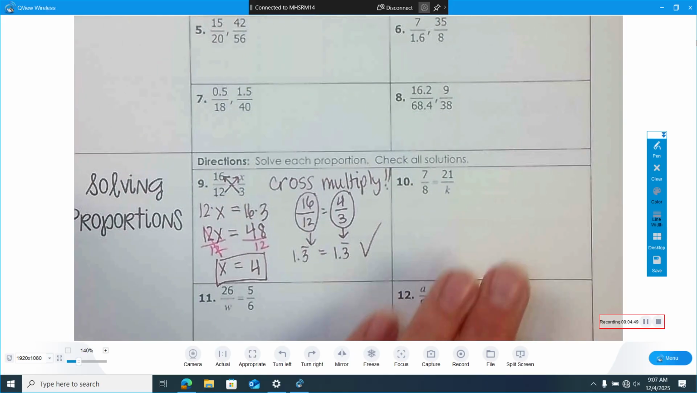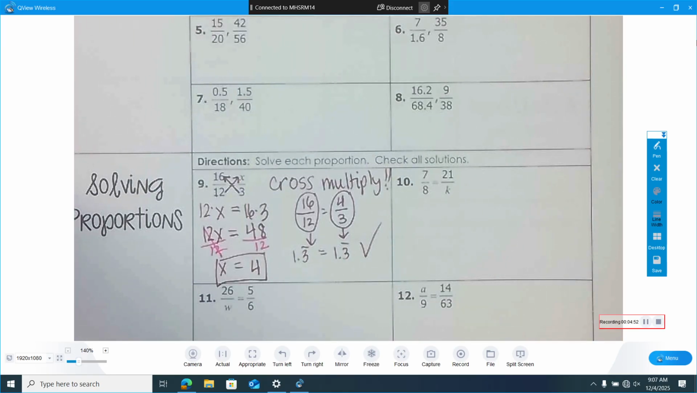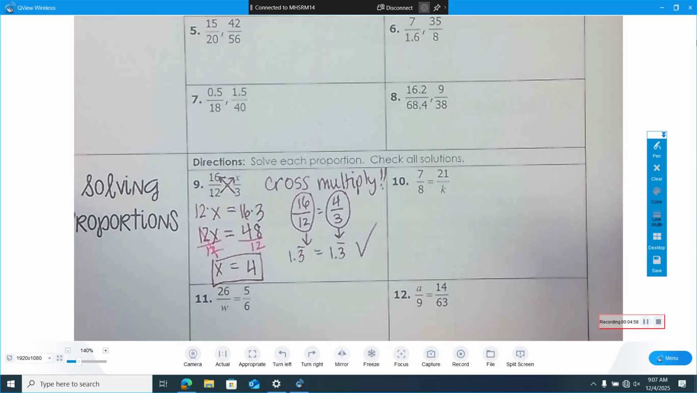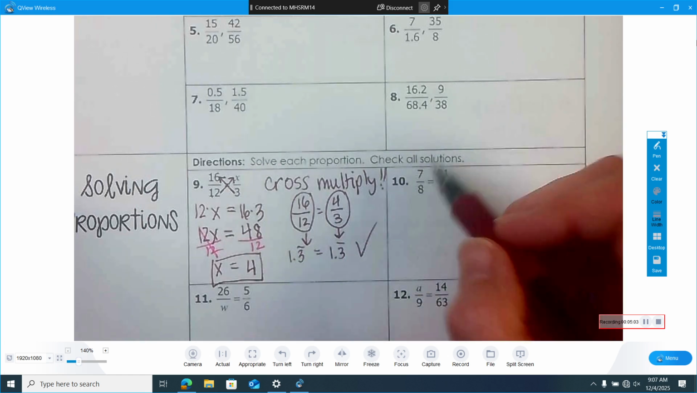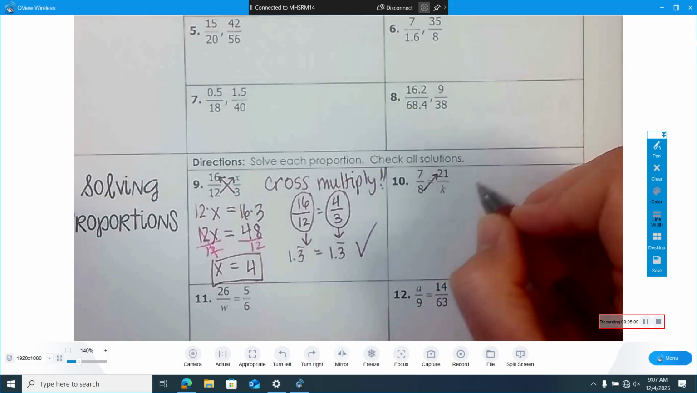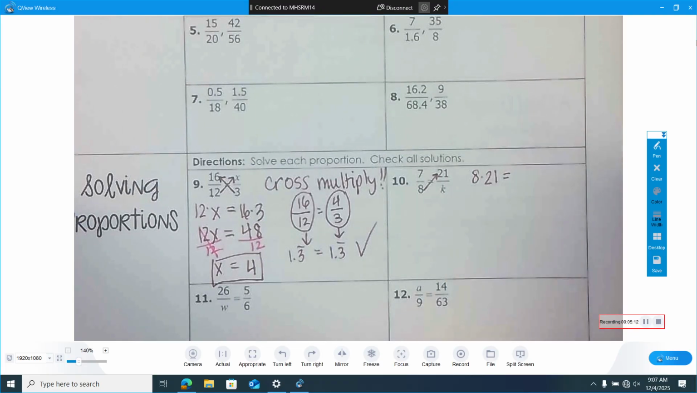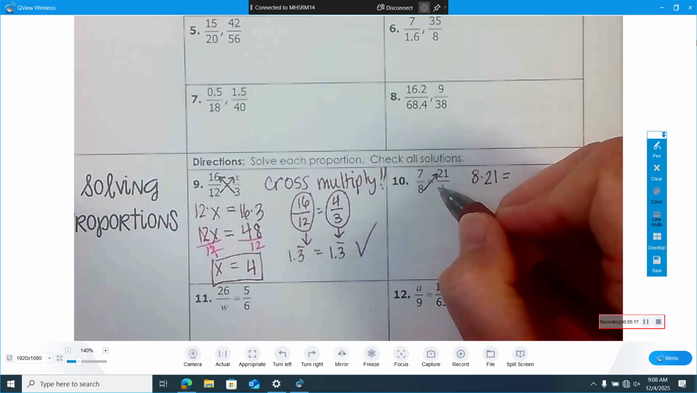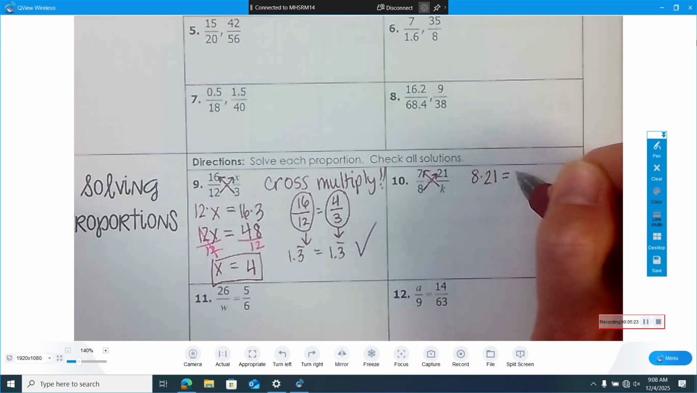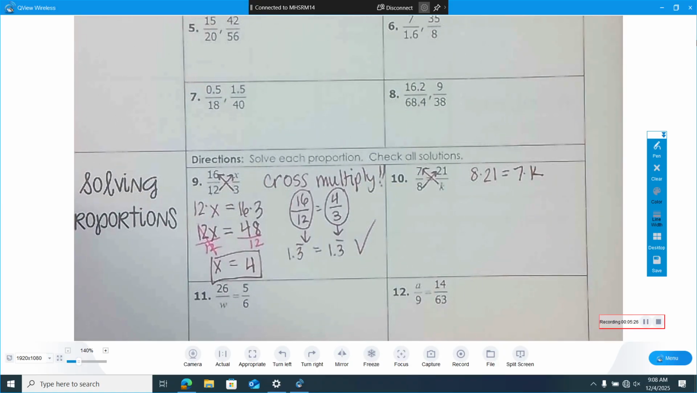Let's look at number 10. I have 7/8 equals 21 over k. What do I do to solve? Cross multiply. That's the phrase of the day. So I'm going to cross 8 times 21 is equal to what times what? 7 times K. 8 times 21 is equal to 7 times K.